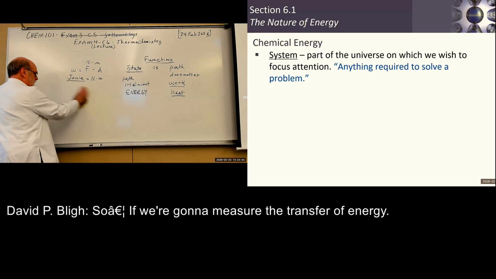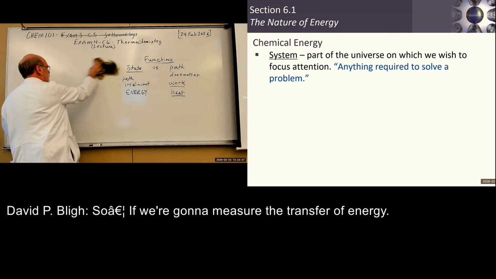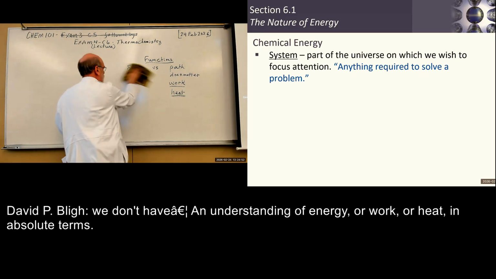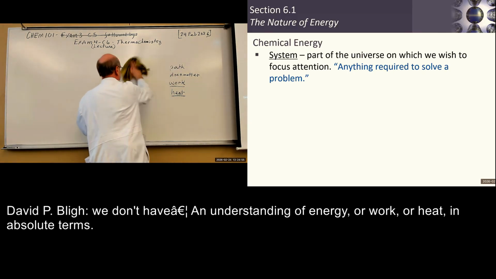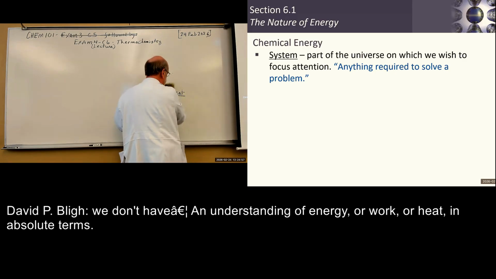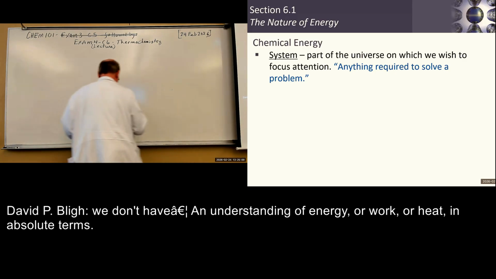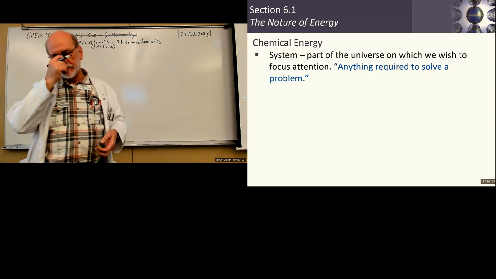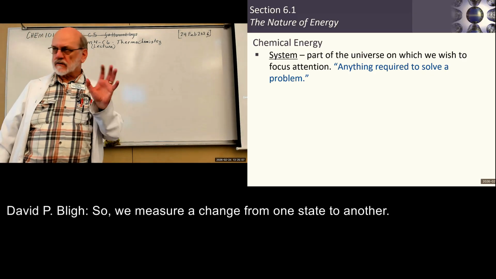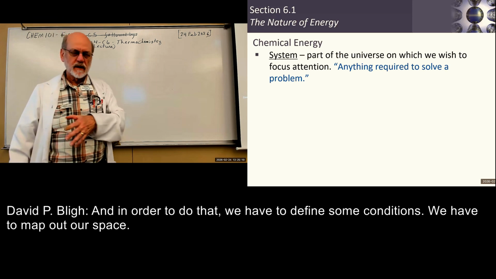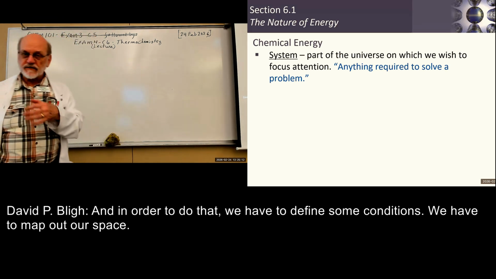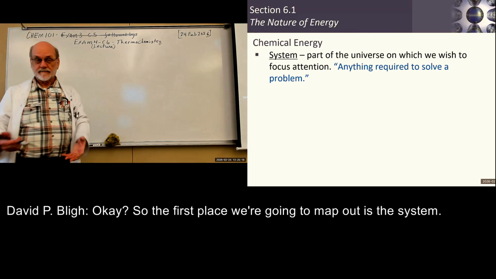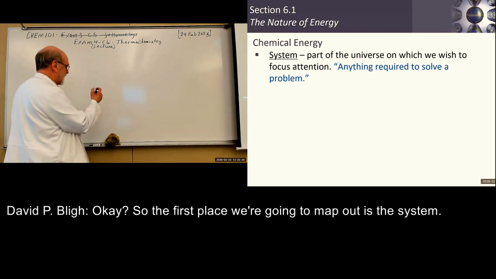So if we're going to measure the transfer of energy, which is really the only way you can deal, we don't have an understanding of energy or work or heat in absolute terms. So we measure a change from one state to another. And in order to do that, we have to define some conditions. We have to map out our space. Okay. So the first place we're going to map out is the system.